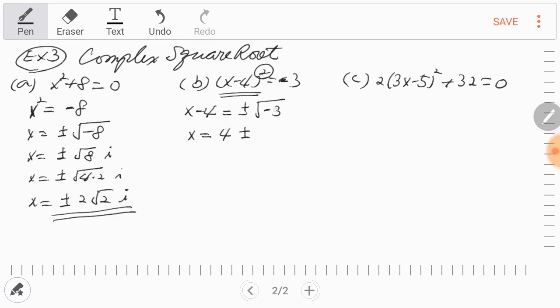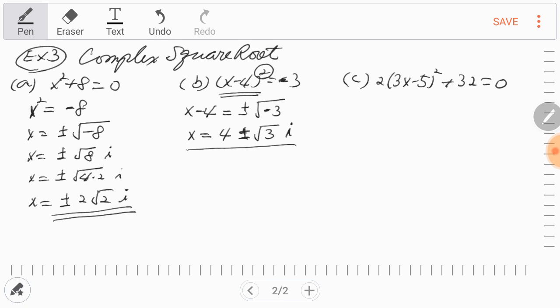The square root is negative, so this negative sign becomes i. So move this i to the outside of the square root. So this is the solution: 4 plus square root of 3 i, and the other one is 4 minus square root of 3 i. There are two of them. One is plus, one is minus.